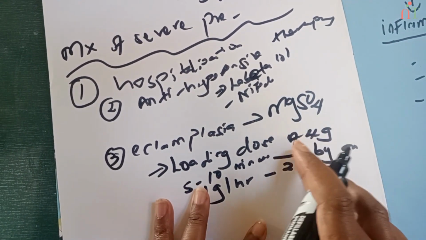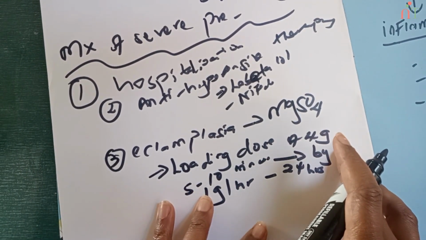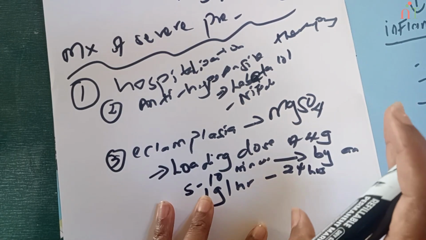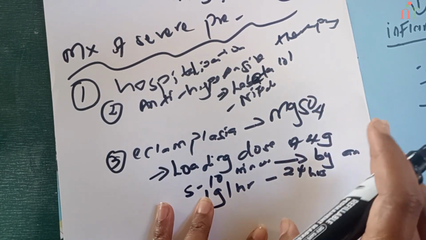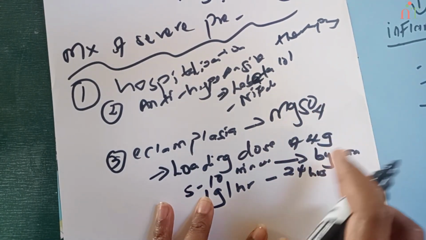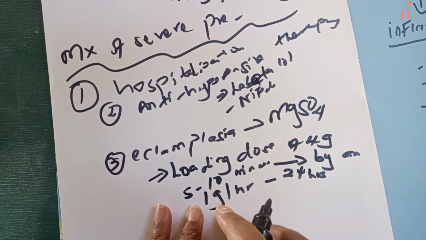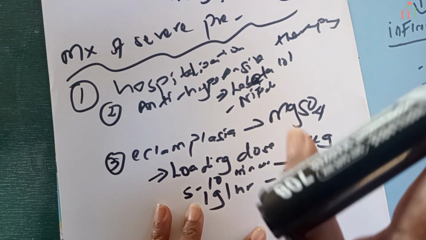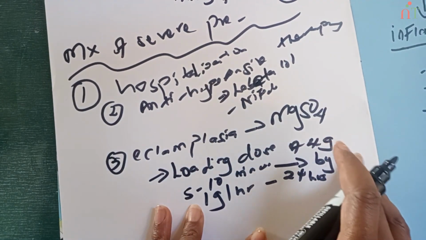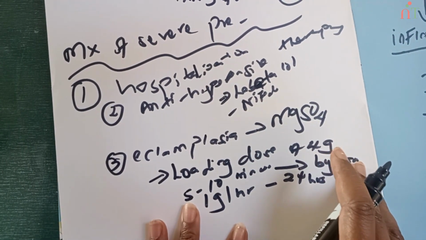So the loading dose is 4 grams given by an infusion pump over 5 to 10 minutes, followed by an infusion of 1 gram per hour for 24 hours after the last seizure. Let me know, have you gotten that?